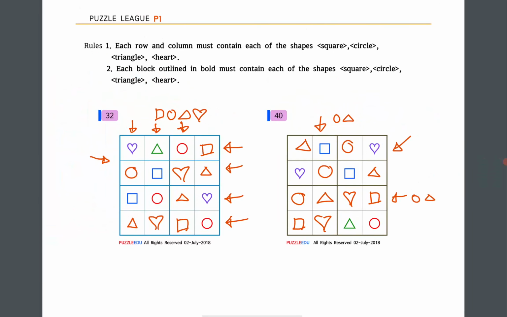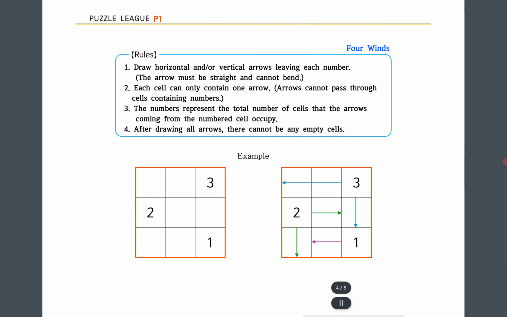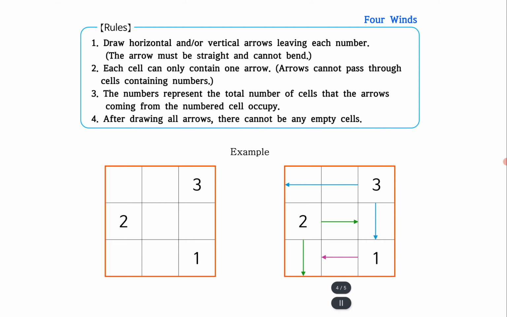So these are the solutions. Let's look at the next puzzle now. So this is the 4 winds puzzle. The rules are that we have to draw horizontal and or vertical arrows leaving each number. The arrow must be straight and cannot bend. Number 2, each cell must only contain 1 arrow. Arrows cannot pass through cells containing numbers. Number 3, the numbers represent the total number of cells that the arrows coming from the numbered cell occupy. And number 4, after drawing all arrows, there cannot be any empty cells.